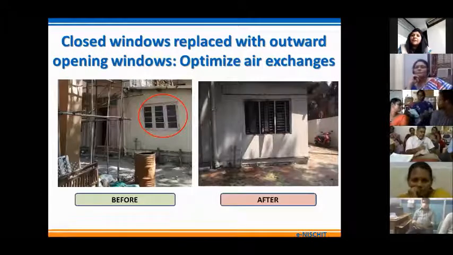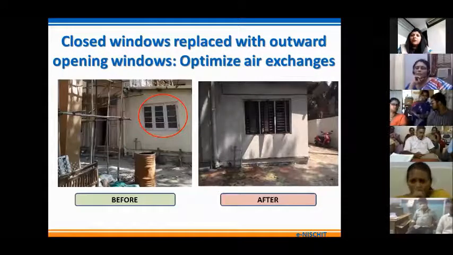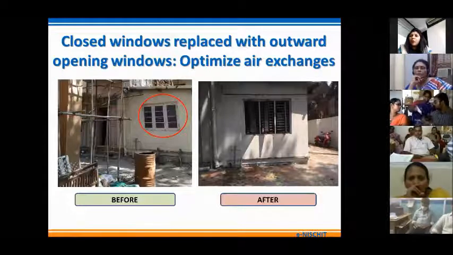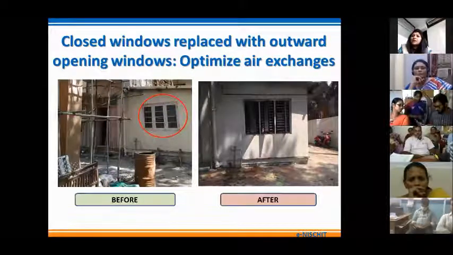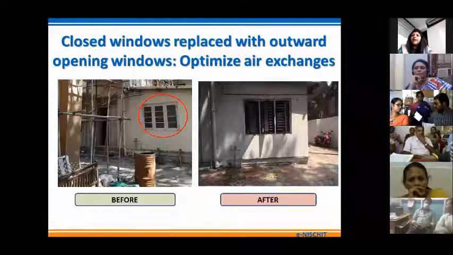Yes, so this is an example at one of the places where we had gone. This closed window was actually replaced by an openable type of window. An openable type of window allows 100% of air exchange. We have seen that sometimes sliding windows are replaced, but we insist that you should have openable type windows in ART centers because that gives you 100% of air exchange in the room. Next slide, please.